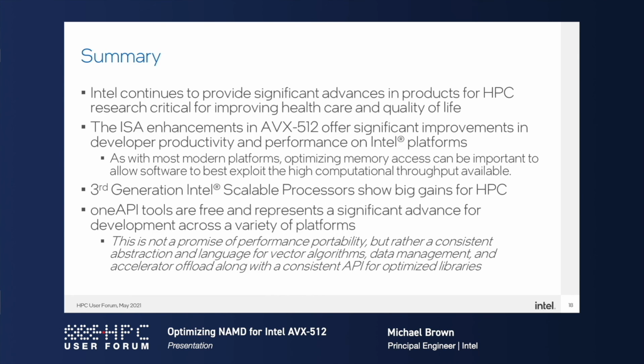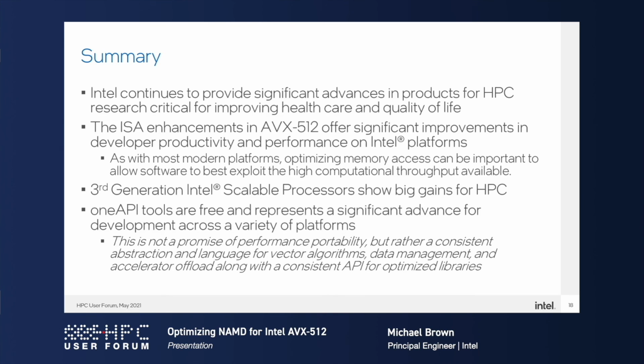So in summary, Intel continues to provide significant advances in products for HPC research critical for improving healthcare and quality of life. The ISA enhancements in AVX 512 offer significant improvements in developer productivity and performance on Intel platforms. As with most modern platforms, regardless of the vendor, optimizing memory access can be important to allow software to best exploit the high computational throughput available. Third generation Intel scalable processors can show big gains for HPC.